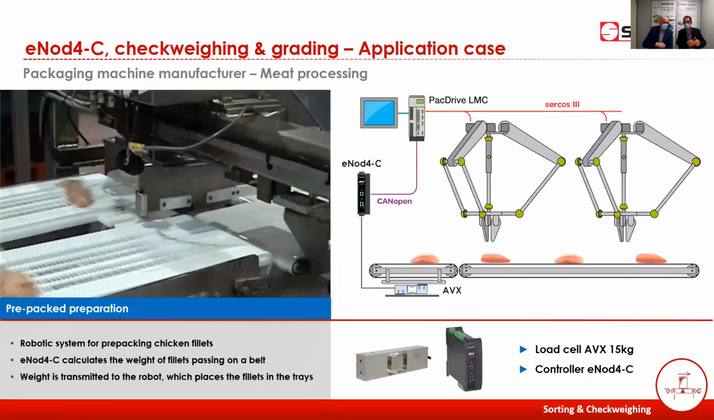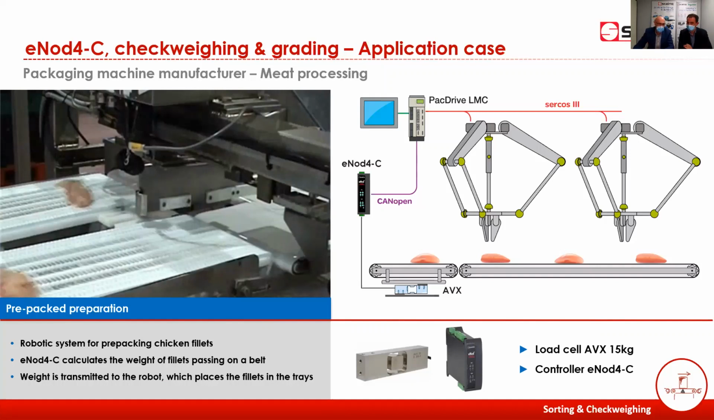An application case. Yes, again, an application case. A typical application case for pre-package in the meat or fish industry. Here it's for meat. It's chicken fillets. And the goal of the application is to prepare some packaging with some fillets, and to always have exactly the same weight inside the package.